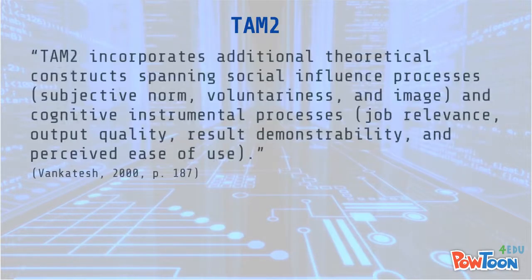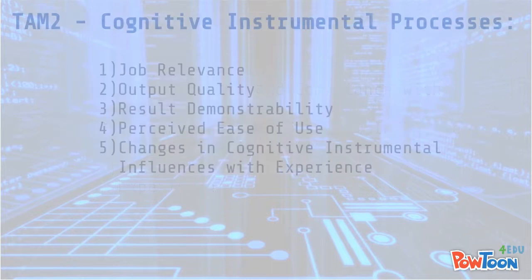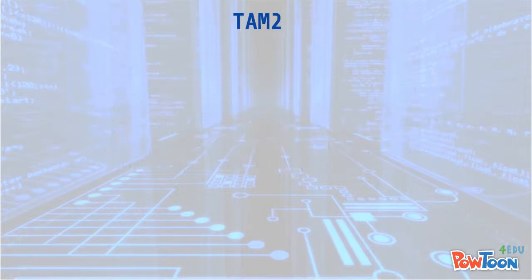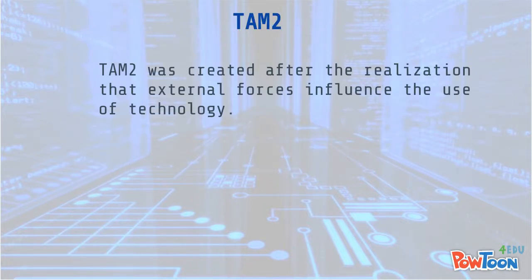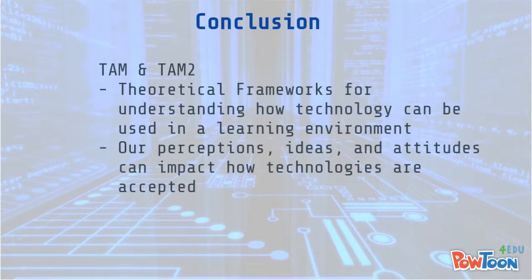TAM2 becomes more complicated as TAM2 incorporates additional theoretical constructs spanning social influential processes, subjective norm, voluntariness, and image, and cognitive instrumental processes such as job relevance, output quality, result demonstrability, and perceived ease of use. TAM2 was created after realizing that there are external forces that influence the use of technology.